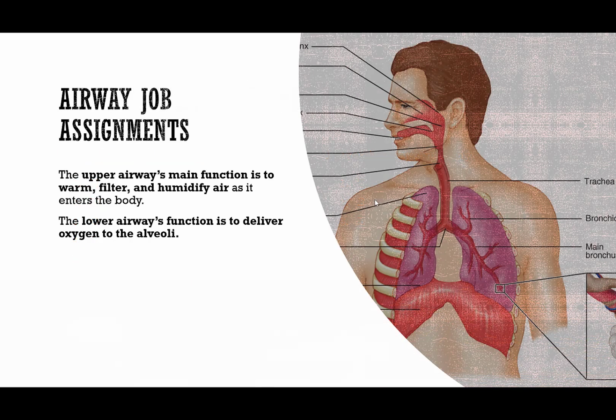With that, let's move on and talk about job assignments, right? So what is the job of the upper airway? Its main function is to warm, filter, and humidify the air that's entering the body. Okay? Warm, filter, and humidify the air that enters the body is the job of the upper airway. The lower airway's job is to get that air that's been brought in, ultimately that's oxygen, to the alveoli. I'm not good at pronouncing these. You'll have to help me with that. But bottom line, we're trying to get oxygen to the smallest unit inside of the human body for the lungs.